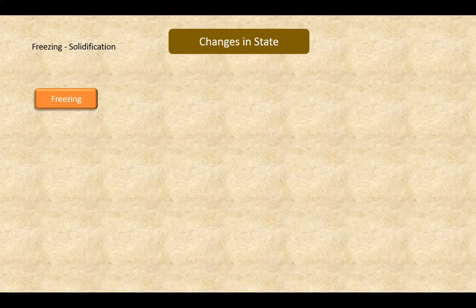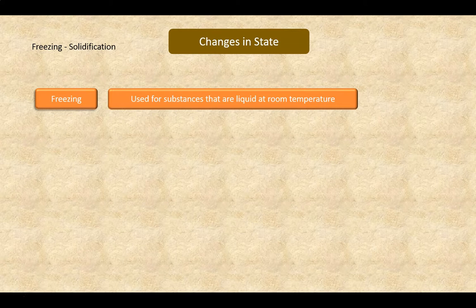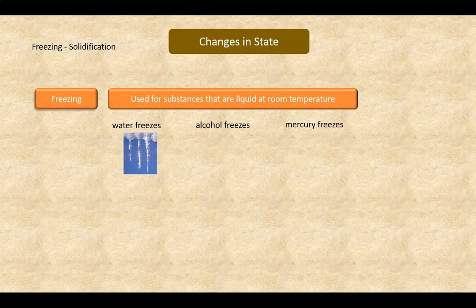We use the word freezing for substances that are liquid at room temperature. For example, we say water freezes. We don't say water solidifies, even though it does become solid. You're already familiar with frozen icicles and ice cubes. We say alcohol freezes, and we say mercury freezes. Mercury at room temperature is a liquid, as shown in this thermometer. But if you go to a low enough temperature, minus 40 degrees Celsius, it becomes solid.